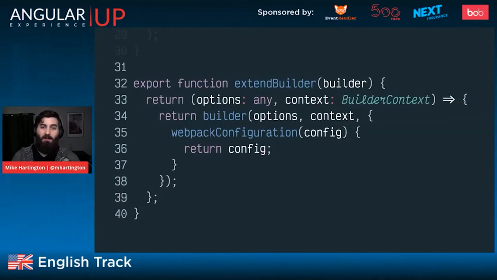Well, this extendBuilder takes a builder and it returns a function which has the options and context that are provided. And then we call that builder that we passed, and we can pass in the options and the context, but then we get access to this third parameter, and this is going to give us access to the Webpack configuration. So this is where we can set up different new entry points. This is where we can provide new plugins. If we didn't want to do anything, and we just wanted to see what the internal Webpack config for Angular is, we could console log that and print that out. And then we would return the configuration.